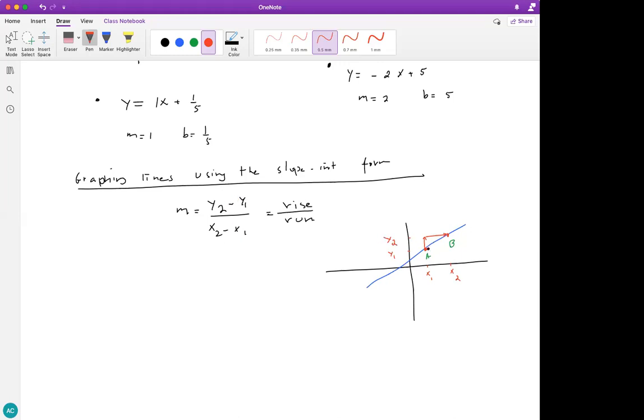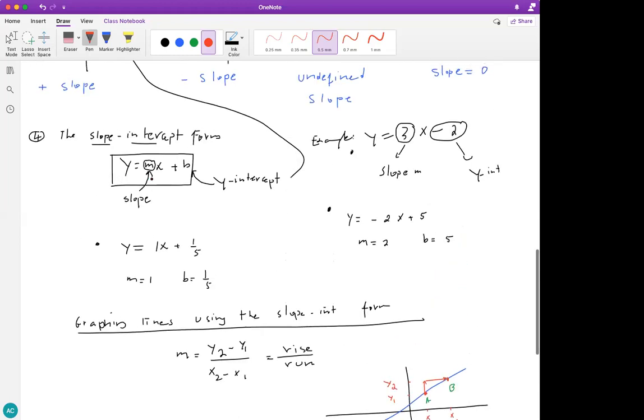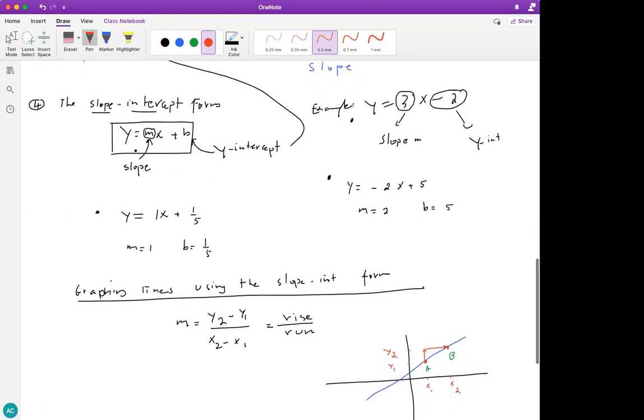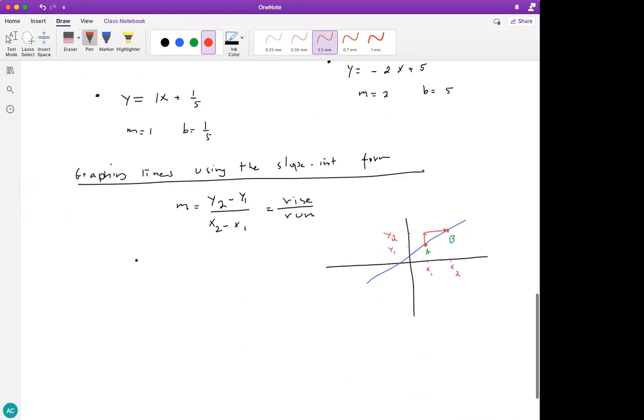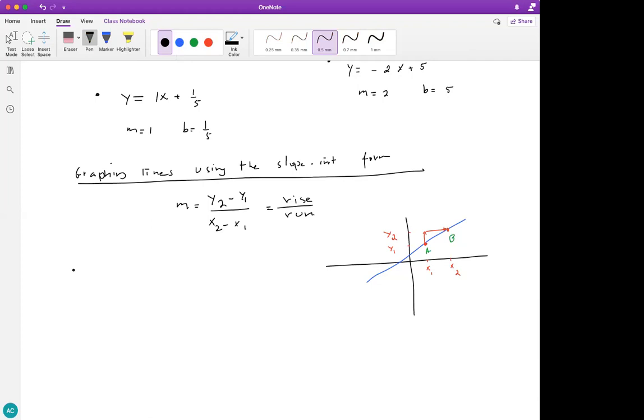So that's important. We're going to see how to use this rise and run to graph lines that are in this y = mx + b form. Okay, so this is y = mx + b, famous useful formula or slope intercept form. So let's see some actual examples of that.